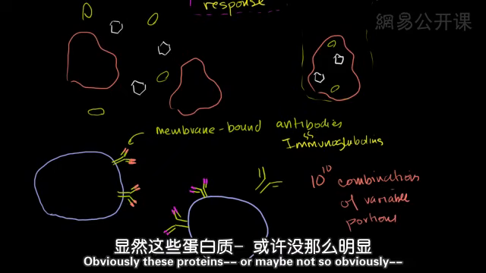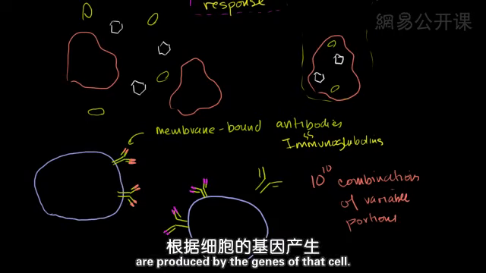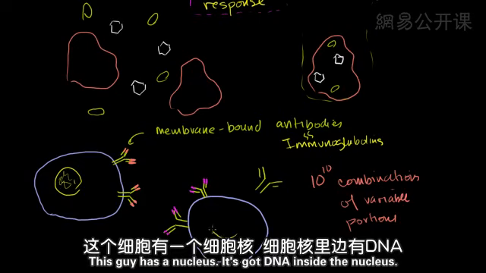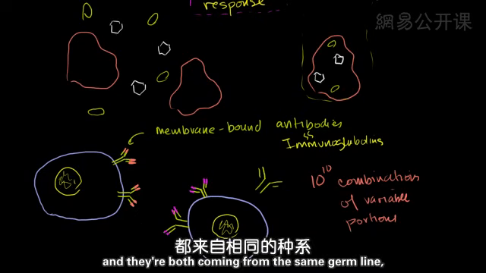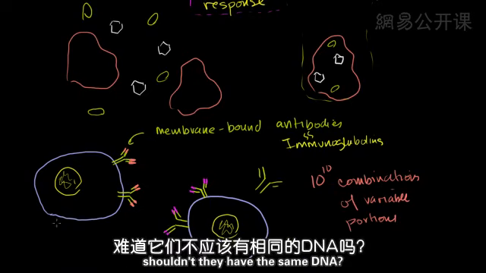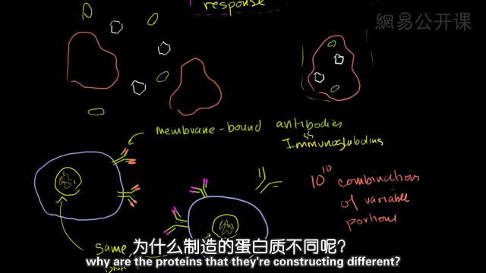Obviously, or maybe not so obviously, all these proteins that are part of most cells are produced by the genes of that cell. So if I draw, this is the nucleus. It's got DNA inside the nucleus. This guy has a nucleus too, with DNA inside. If these are both B cells, and they're both coming from the same germ line, the same ancestry of cells, shouldn't they have the same DNA? And if they do have the same DNA, and I'll put a big question mark there, why are the proteins that they're constructing different? How do they change?